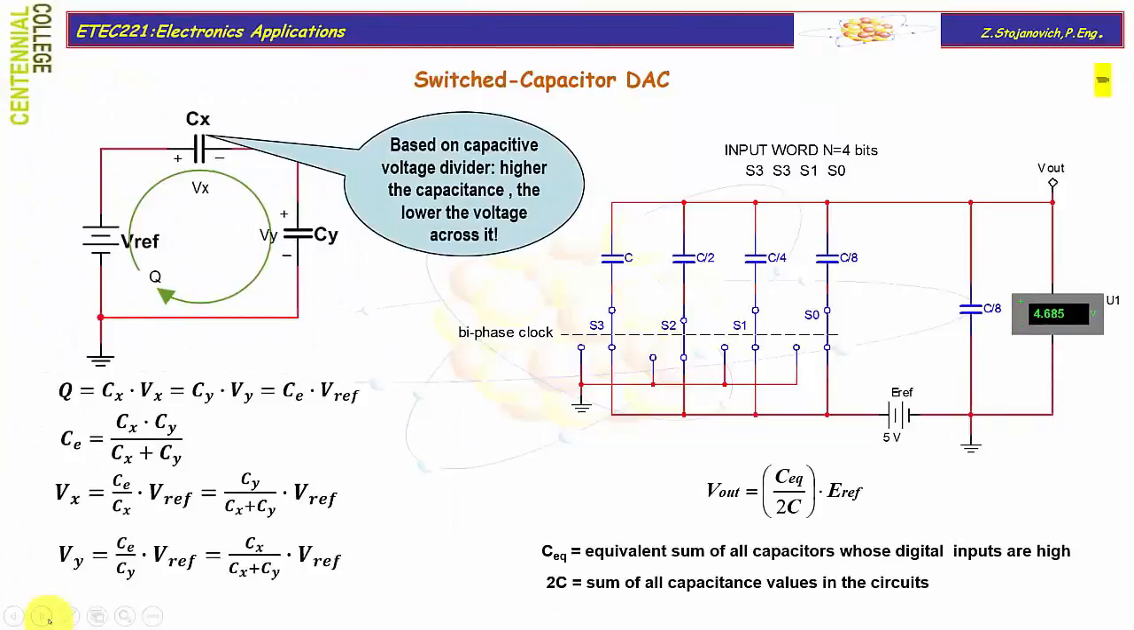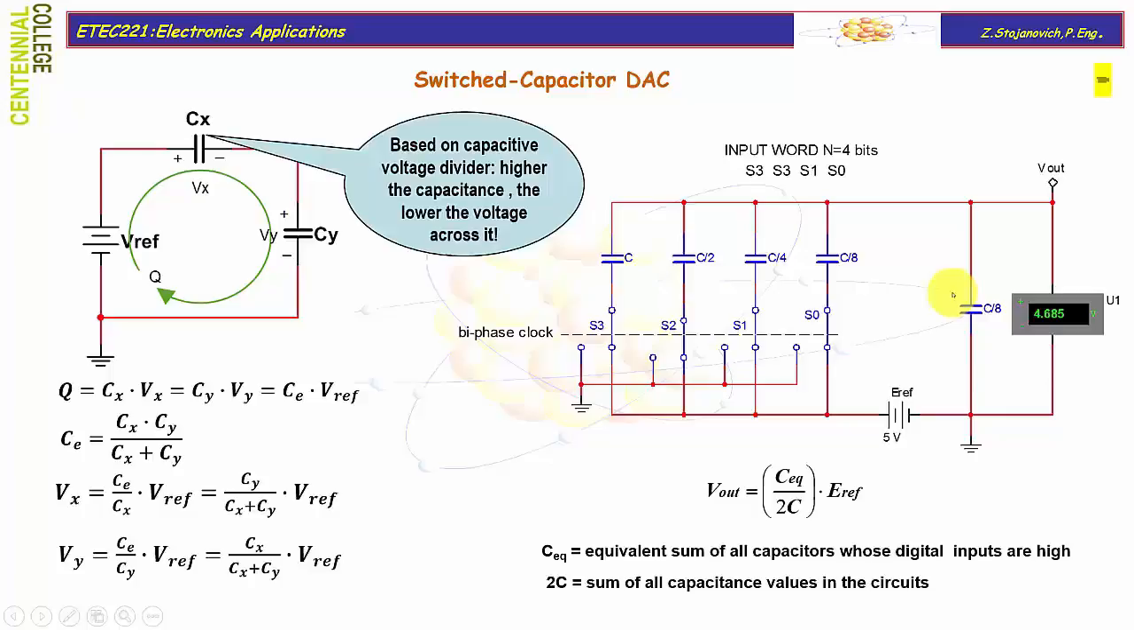The switched capacitor DAC presented here is a 4-bit version. It consists of a capacitor bank where capacitors follow a binary pattern. For instance, capacitance C at the most significant bit position, then C half, C quarter, and C eighth in the least significant bit position. The last capacitor, called the matching capacitor, always has a value equal to the least significant bit capacitance. Here, of course, in the case of 4-bit, it will be C eighth.